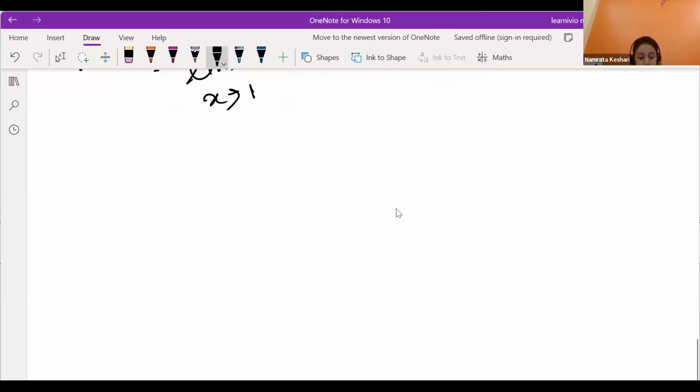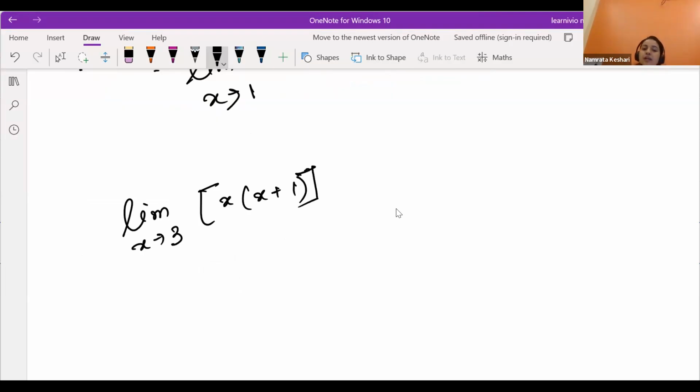Okay, like that I am giving few more. Suppose we are having limit x tends to 3 and the function is given like that, x plus 1. x अगर 3 को अप्रोच कर रहा है तो y किस नंबर को अप्रोच करेगा.